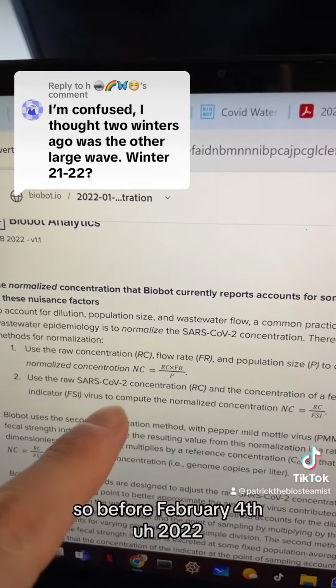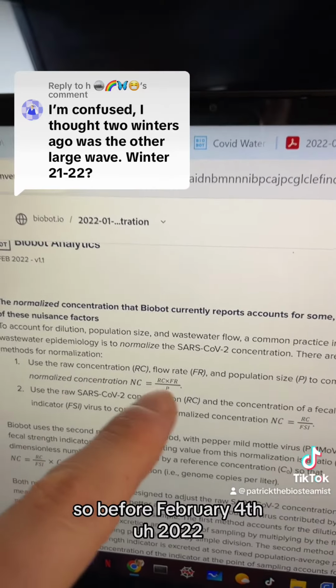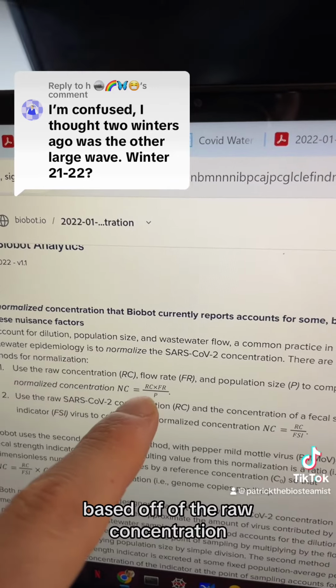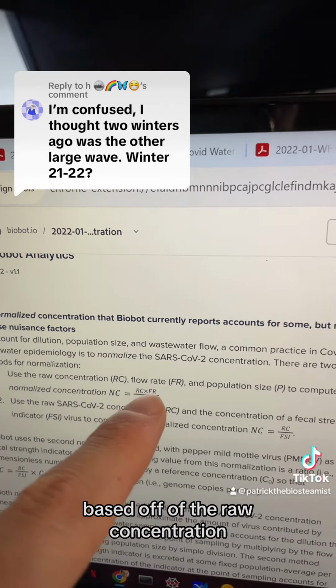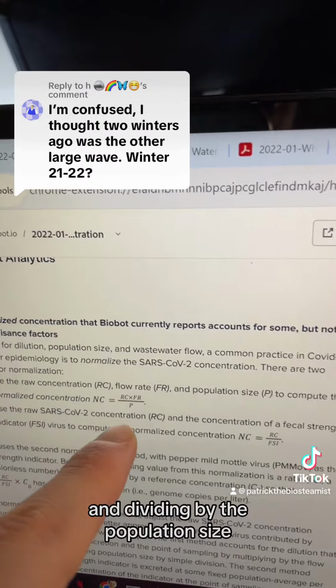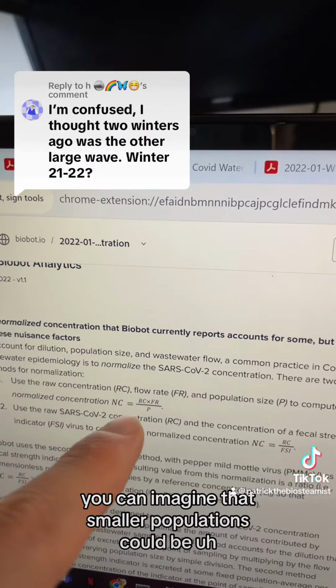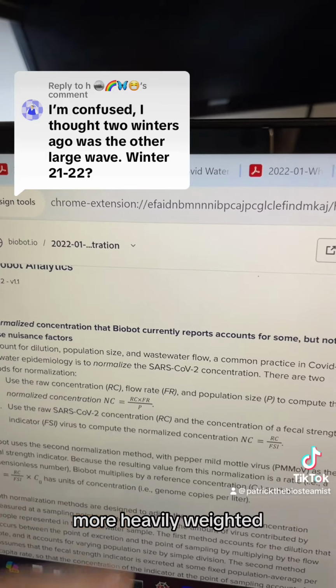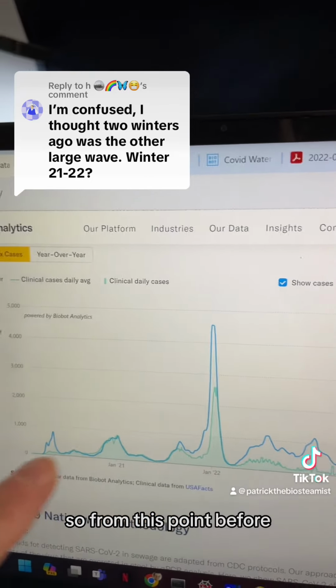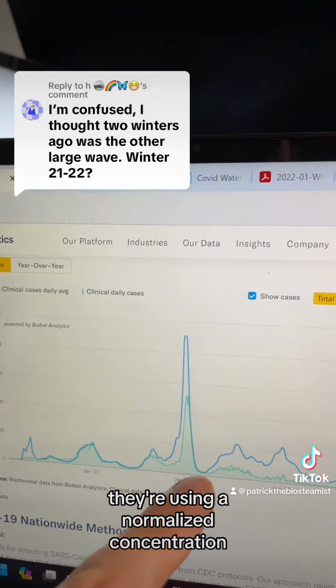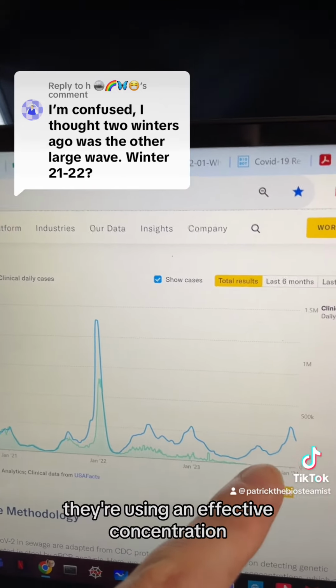So before February 4th, 2022, they were calculating based off of the raw concentration and the flow rate of the plant, and dividing by the population size, which impacts that parameter. You can imagine that smaller populations could be more heavily weighted. So from this point before, they're using a normalized concentration, and from this point after, they're using an effective concentration.